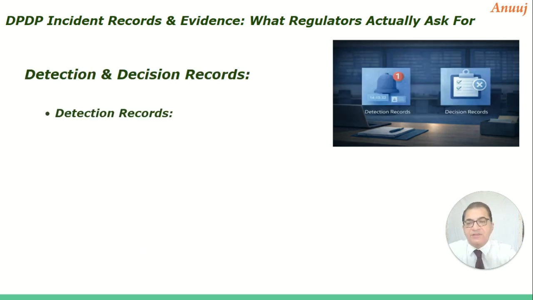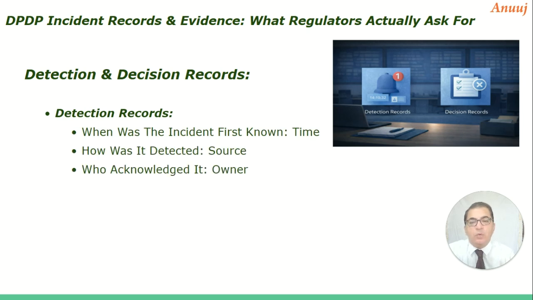Let's get into details. So when we say detection, when was the incident first known? What time? Date and time, of course. How was it detected? What was the source of incident detection? Because there has to be a way how you came to know about it. And who acknowledged it? Who is the owner of that area of business? There has to be someone responsible for it. So let's get into the detection part first.